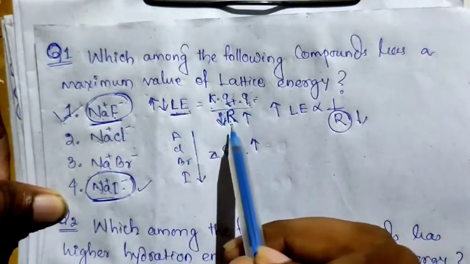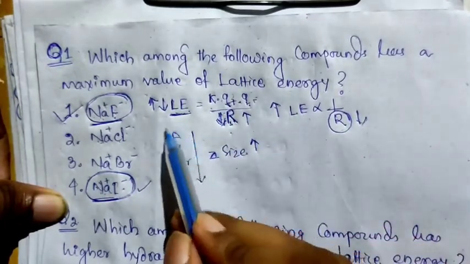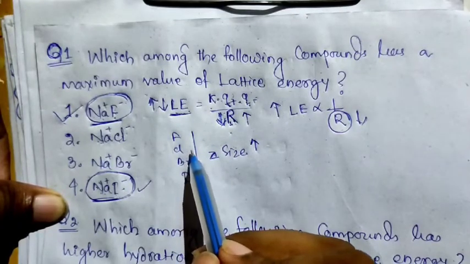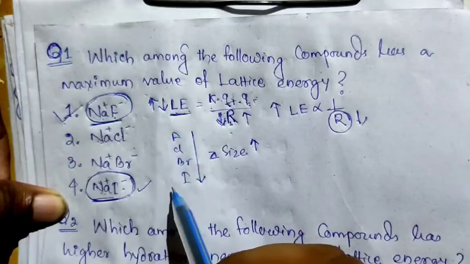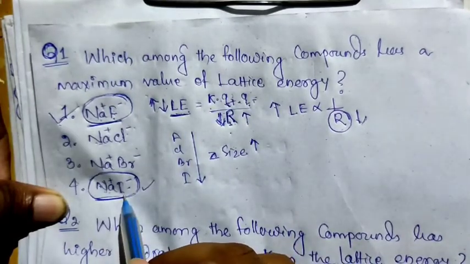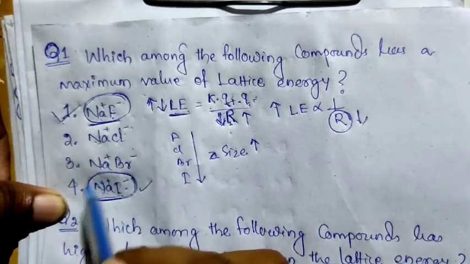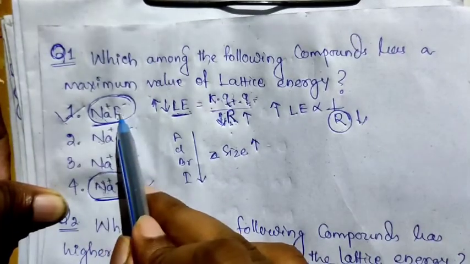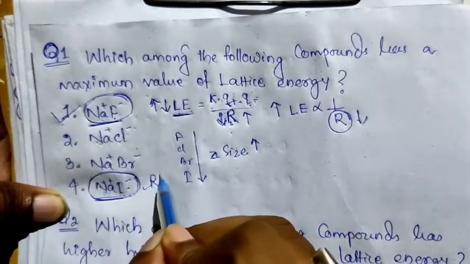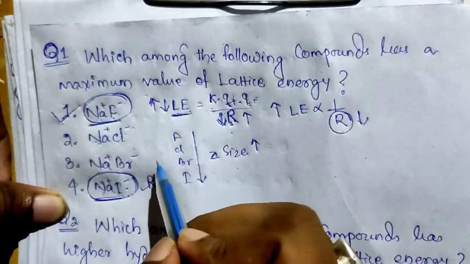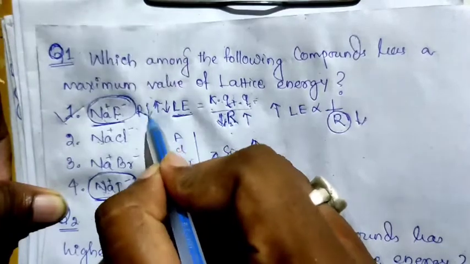Then we look into the second factor, that is ionic radii. We know that in the halogen family, when we move from top to bottom in the group, the size of the atom increases. So iodine has more size than fluorine. So sodium iodide has more ionic radii, and sodium fluoride has less ionic radii.